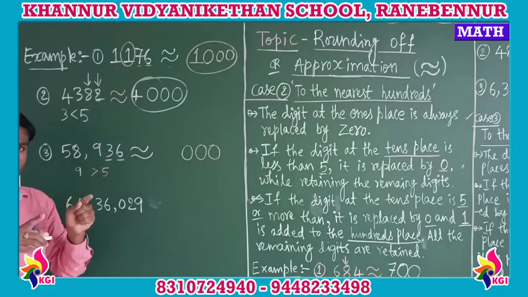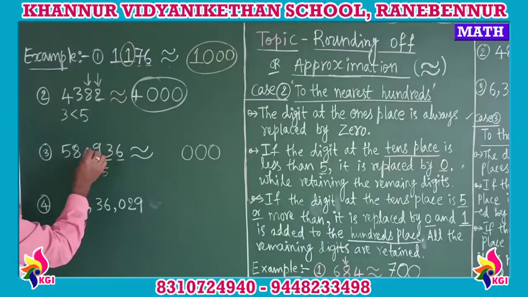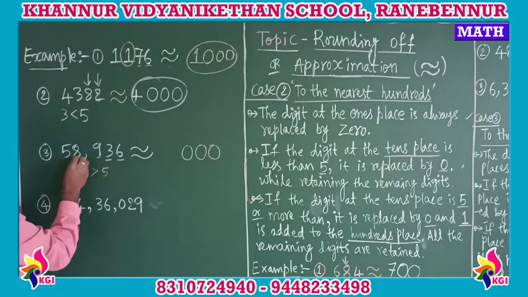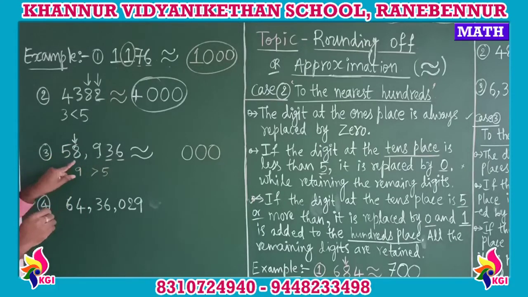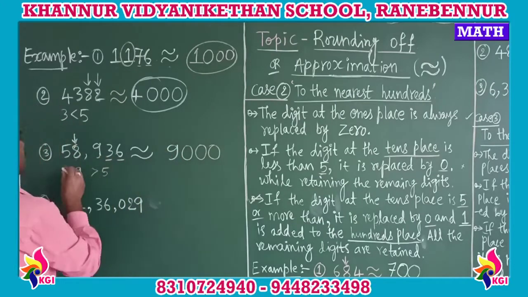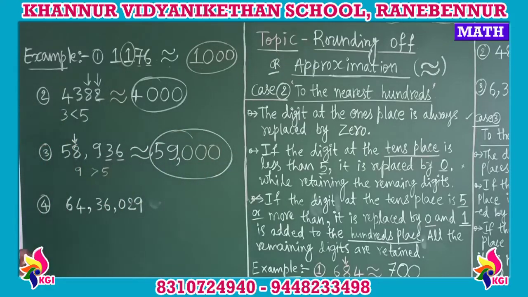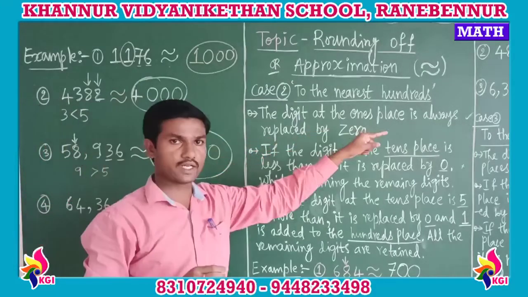Then the work does not stop there. Now we are going to the thousands place. After the hundreds place, the next is the thousands place. In that thousands place we have this 8, no? We add 1 to the next thousands place and retain the remaining digits. So 8 plus 1 is 9, 5 is kept as it is. So 59,000 is the rounding off to the nearest thousands. Correct? I hope all are understanding.